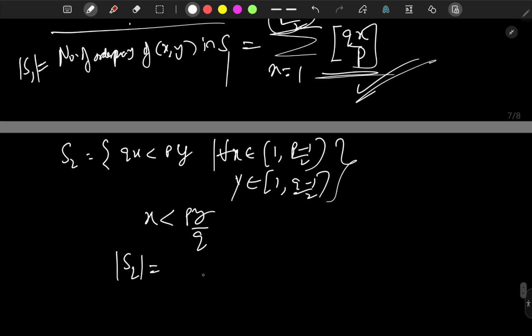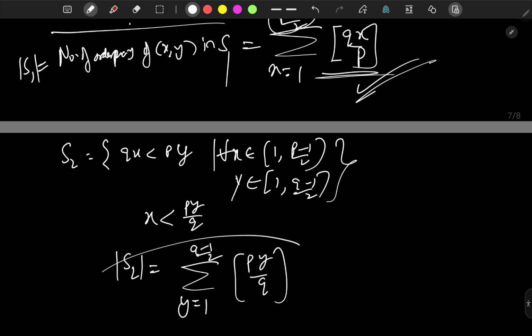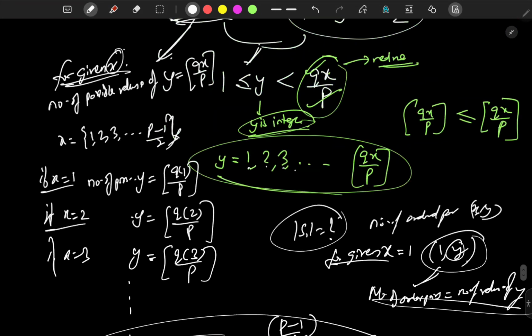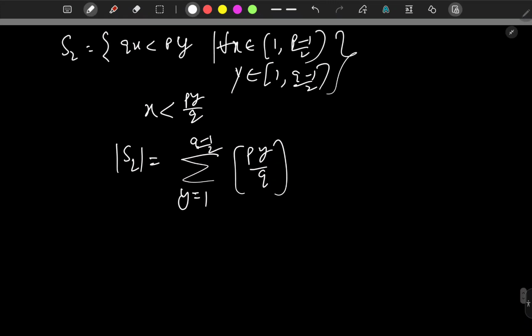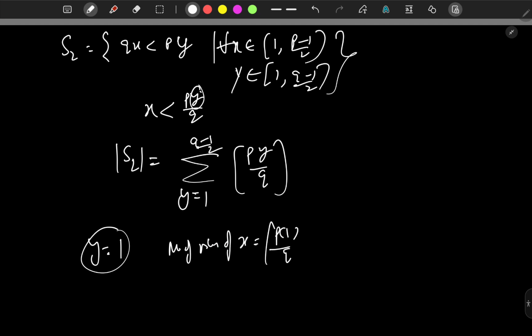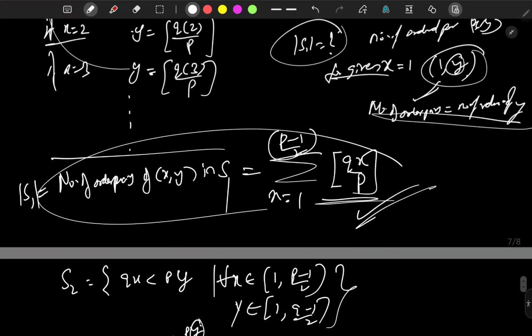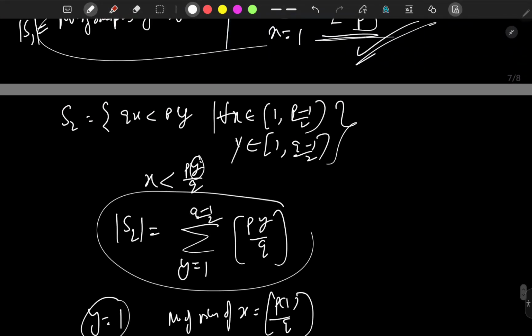How much? Tell me. Sigma y runs from 1 to (q minus 1)/2 of (p minus 1). Similar concept: whatever I have done here, the same again. You will choose the value of y, and for a given y, the number of possible values of x is p y by q floor. For a given y, the number of values of x is p y by q, and so on. You understand my concept, what I mean to say.